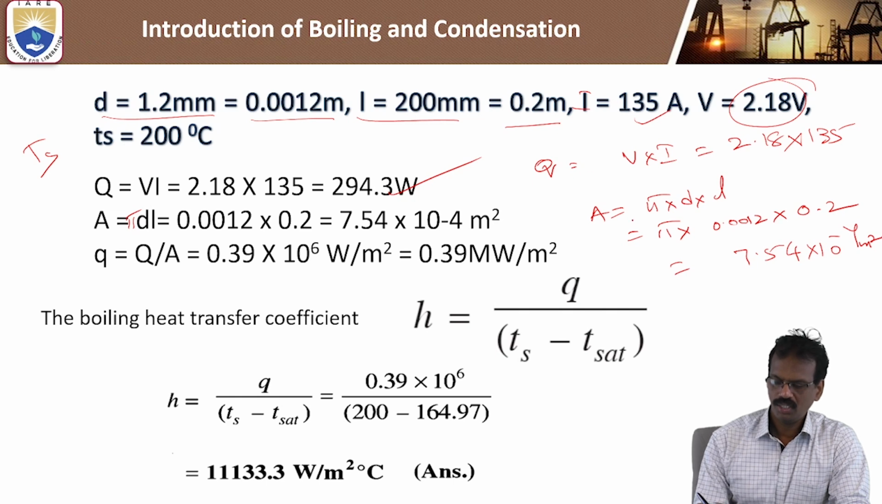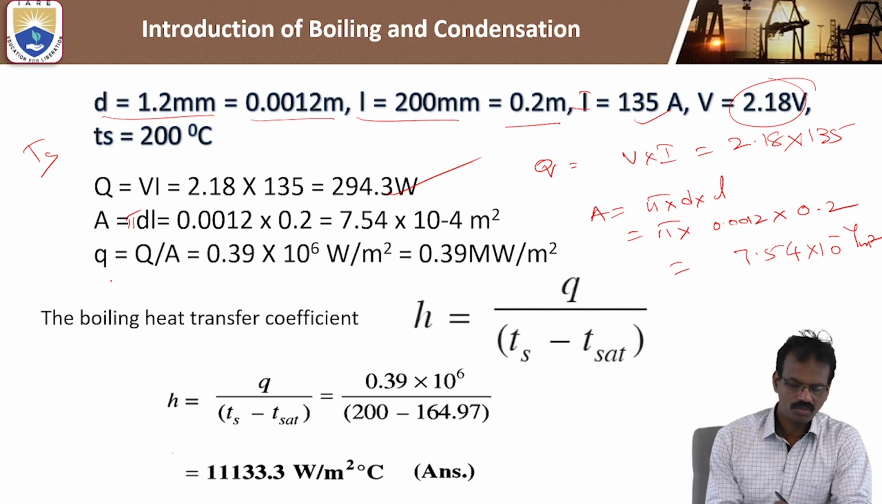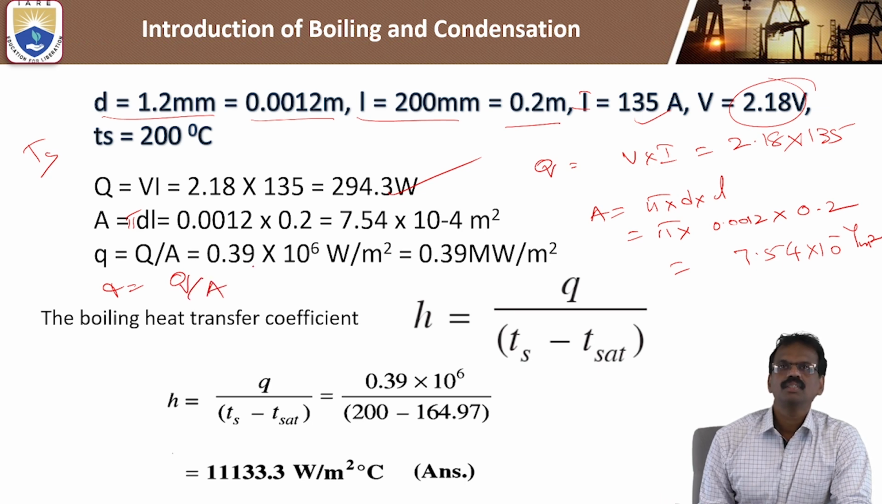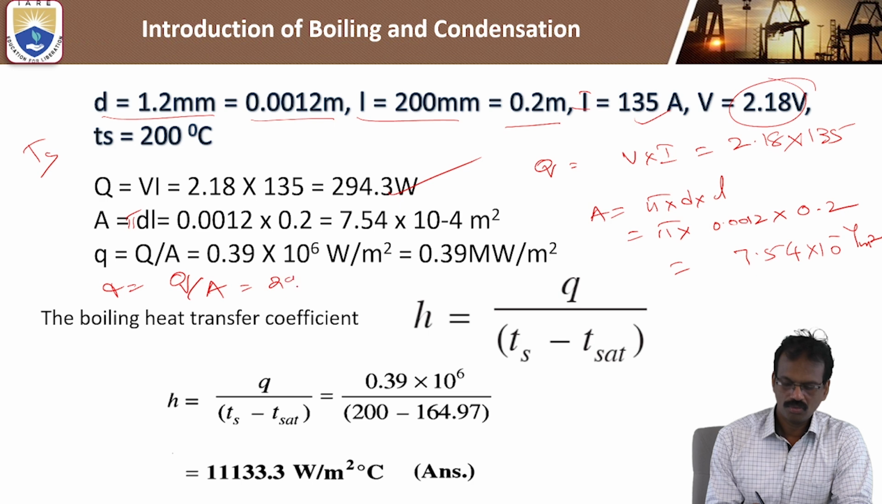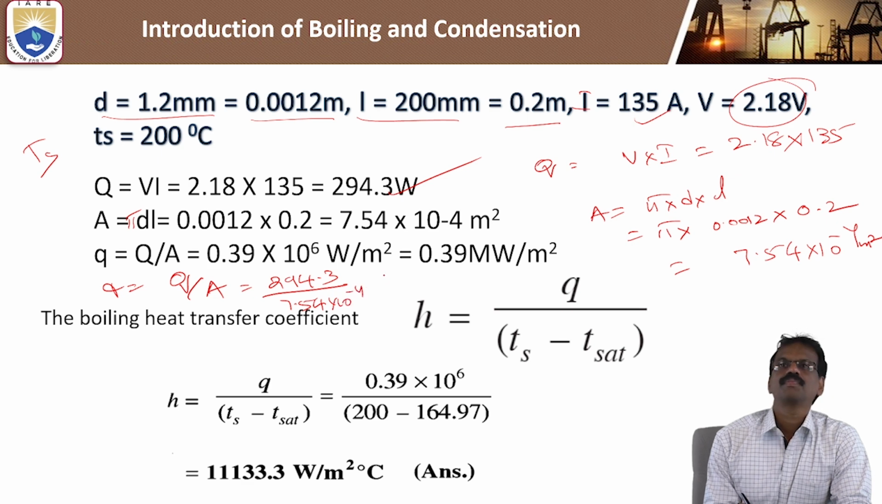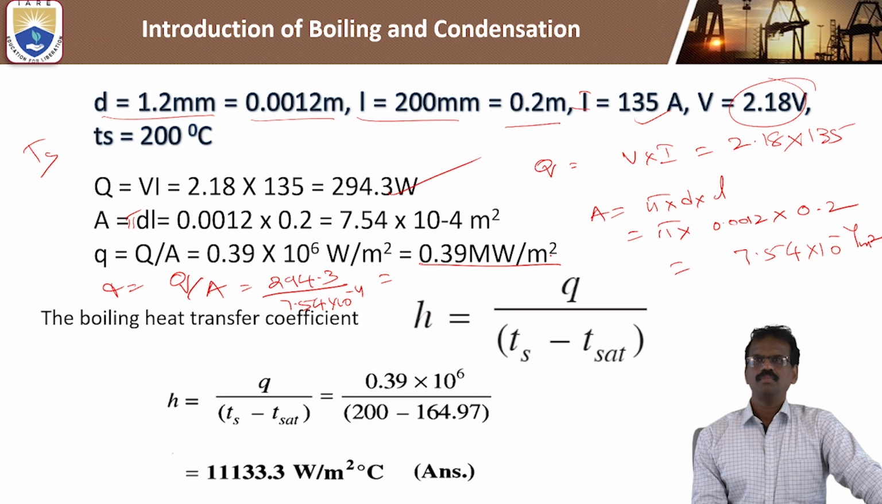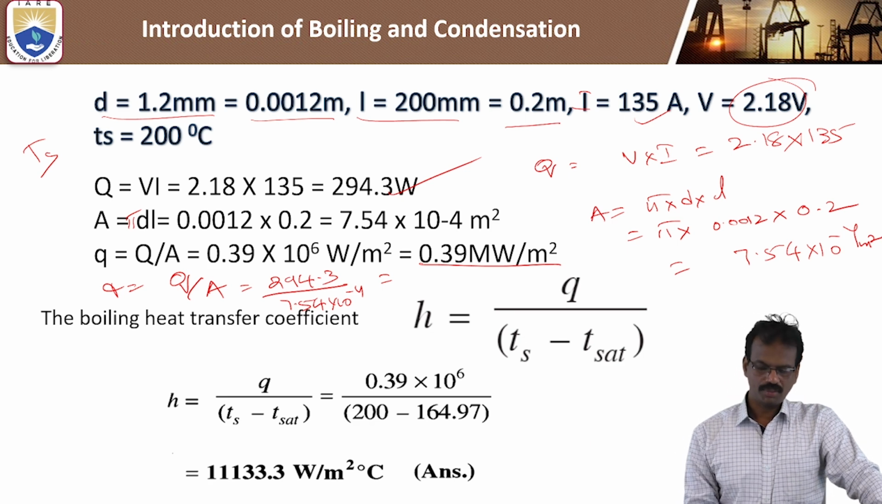If you know the Q and A, then the heat flux, small q is equal to Q by A. Okay. So the value of Q is 294.3, divided by area, which is 7.54 into 10 to the power of minus 4. Okay. So this is the heat flux, 0.39 megawatts per meter square.